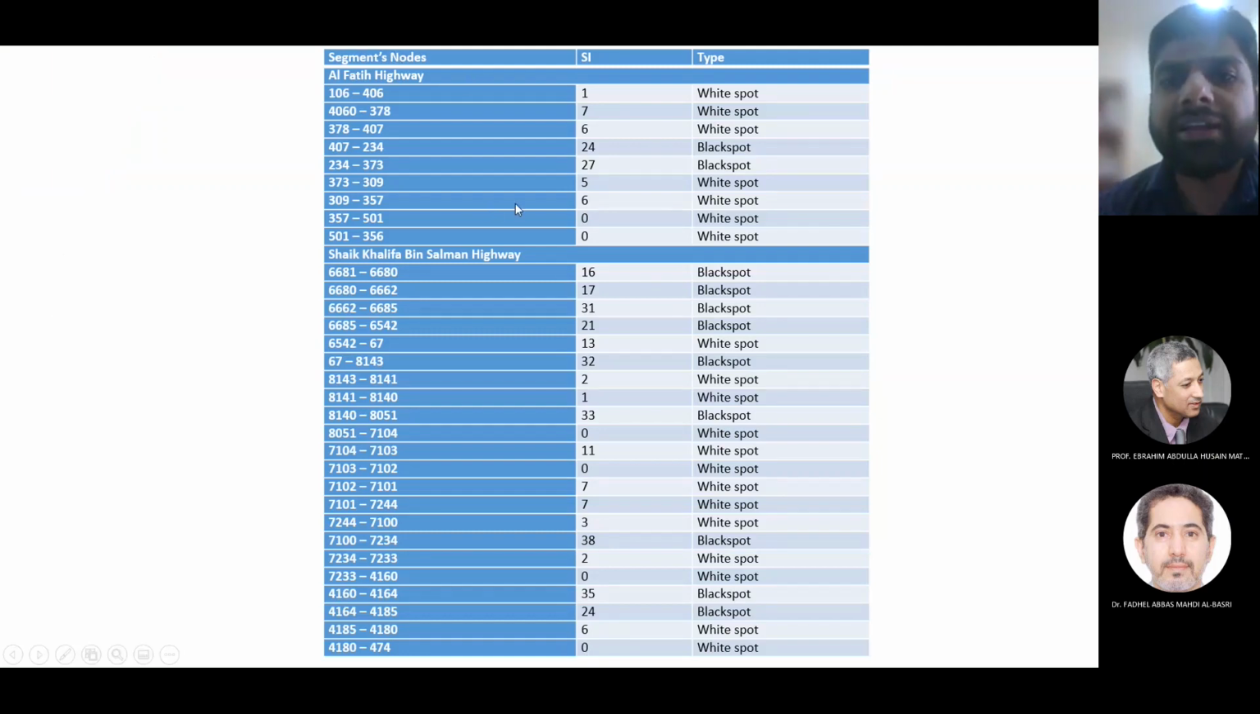Okay, so you can see the severity index over here. From this table, you can see which spots are black spots and which ones are white spots. We found more black spots on Sheikh Khalifa bin Salman Highway, because it's longer in length as compared to Al Fateh Highway. And you can see when we say white spot, the severity index is extremely low, and when we say black spot, the severity index is high.